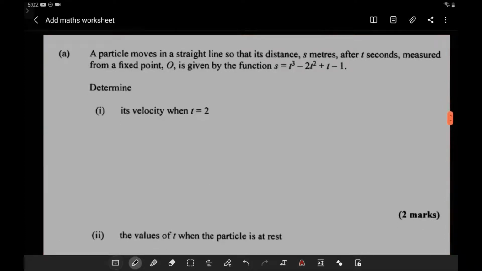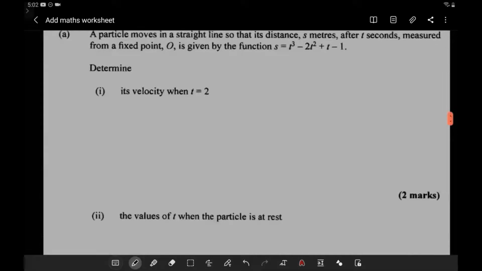This question tells us a particle moves in a straight line so that the distance s in meters after t seconds measured from a fixed point O is given by the function s equal t cubed minus 2t squared plus t minus 1. So they want to know its velocity when t equal 2. So recall the definition of velocity. Velocity is the rate of change of displacement or distance.